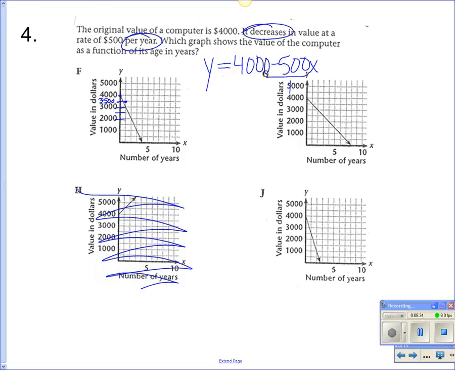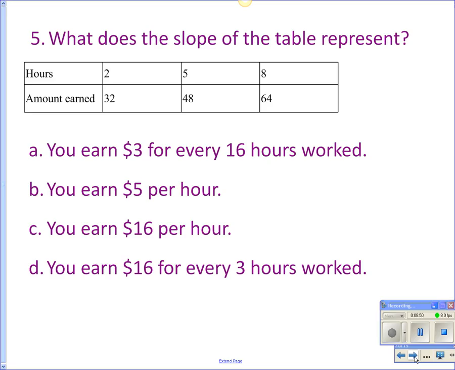Does F work? Nope. All right, G, you start here, you go down 500 and over 1. Does G work? Yep. Yes. You can, but yeah. All right, number 5.